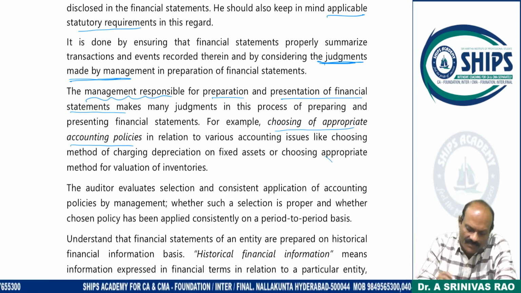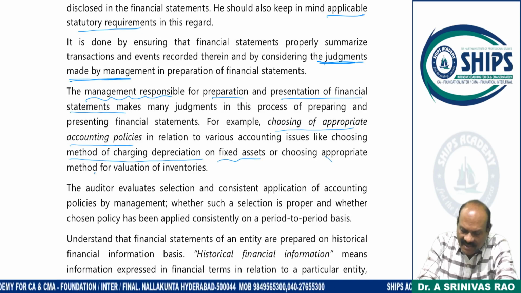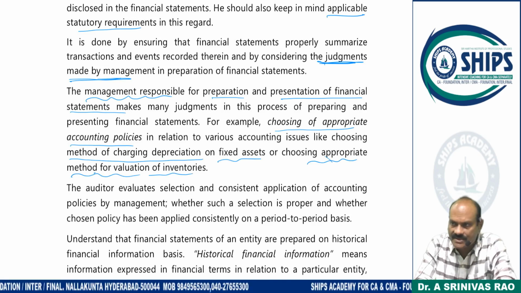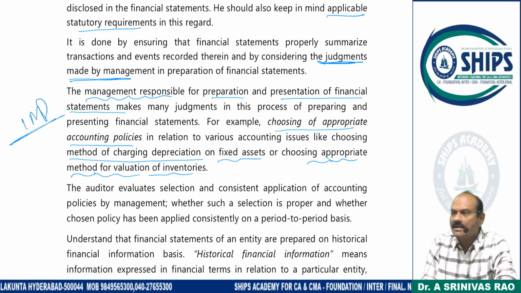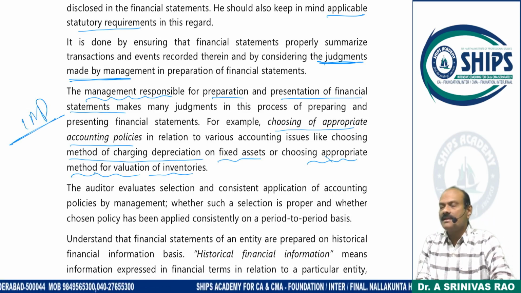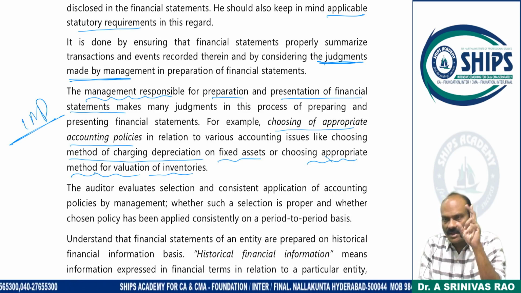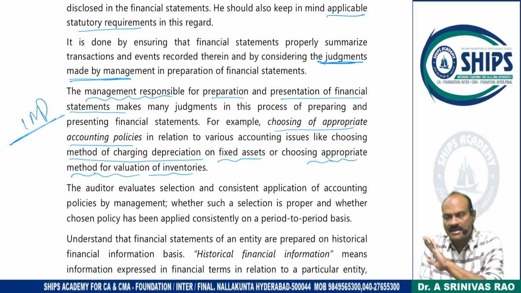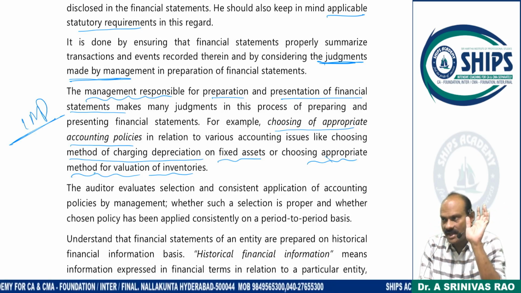So we have to select the appropriate one in relation to the various accounting issues, like choosing the method of charging depreciation on fixed assets, or choosing the appropriate method for valuation of inventory, etc., according to AS 2. So this paragraph says management is responsible for selecting the suitable accounting system. Second, developing the internal control system and preparation of the financial statements. Auditor is not responsible. So keep these words, my dear. In due course of time you will come across this vocabulary.